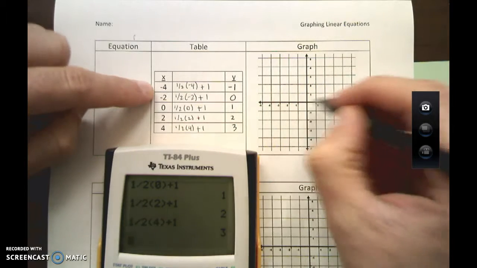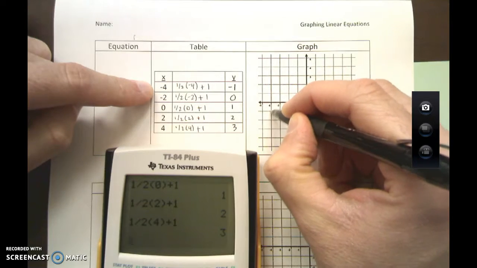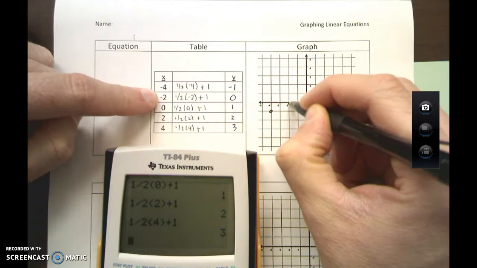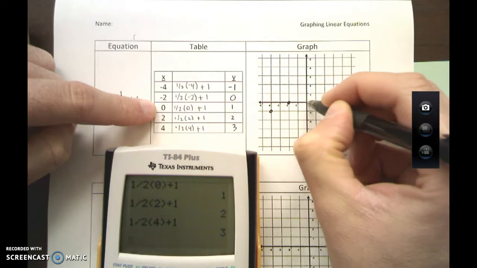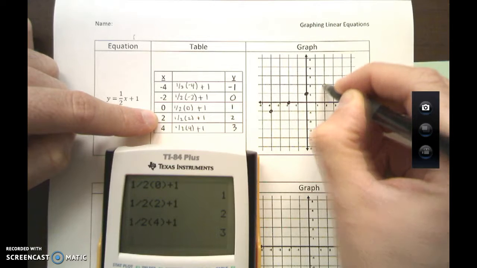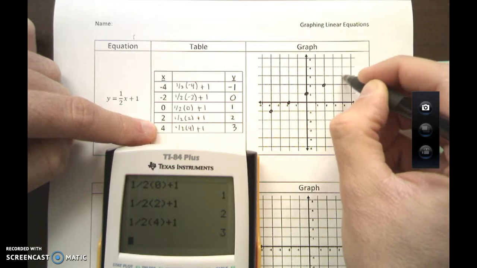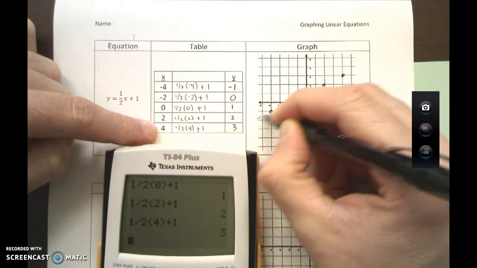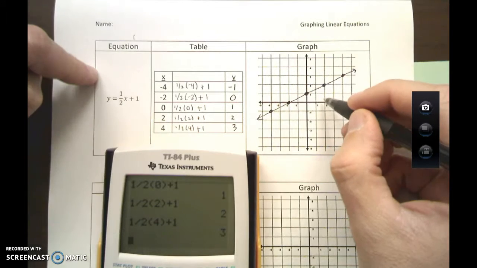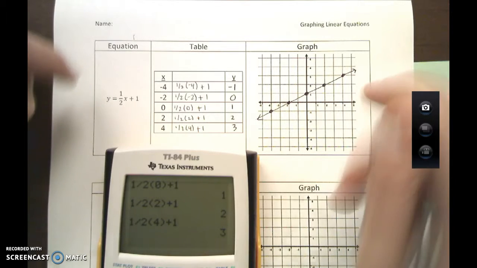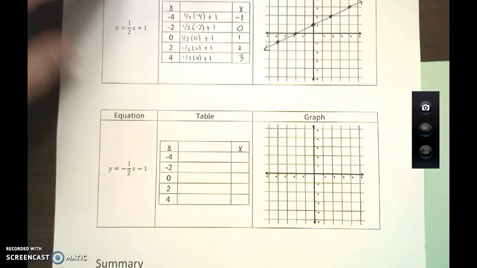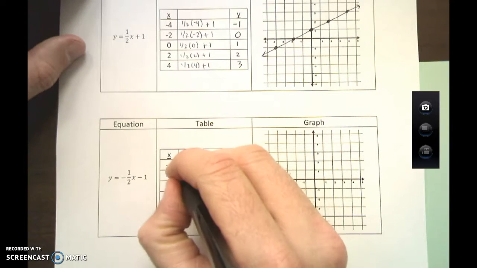And now I can graph those. So I'm over at -4, -1, -2, 0, 0, 1, 2, 2, and 4, 3. So there's the equation for my graph. Let's try one more example with a negative fraction. So this time I'm just going to write it down.